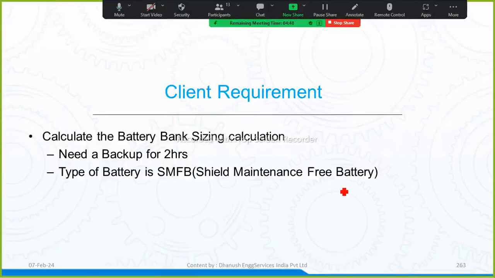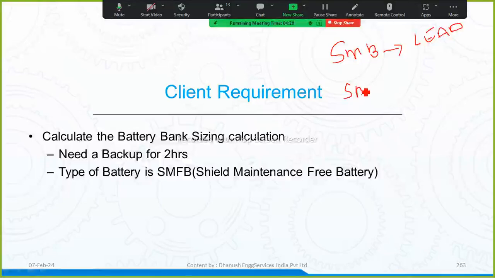As I told you, there are two types of battery: SMB battery and SMFB battery. SMB means sealed maintenance battery, where maintenance is required. What type of battery is this? They are nothing but lead acid batteries, where we need to pour distilled water and do maintenance.